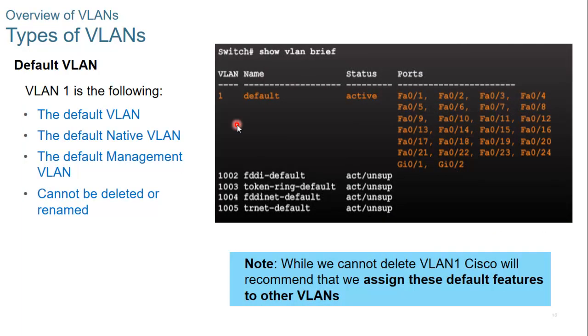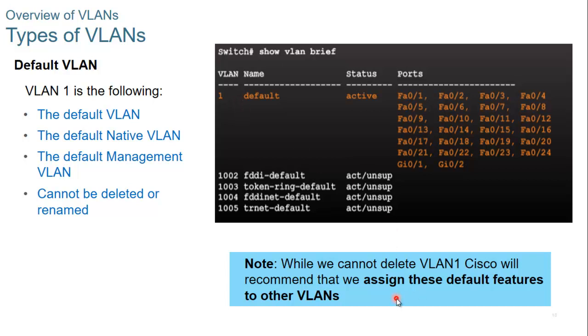Default VLAN is also known as VLAN 1. So VLAN 1 here is the default VLAN. It is the default native VLAN. It is the default management VLAN. And one thing about this default VLAN is that it cannot be deleted or be renamed. It is by default there, and it's like doing everything until you configure otherwise. But it cannot be deleted and it cannot be renamed.